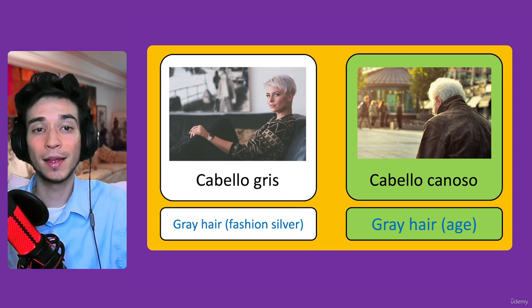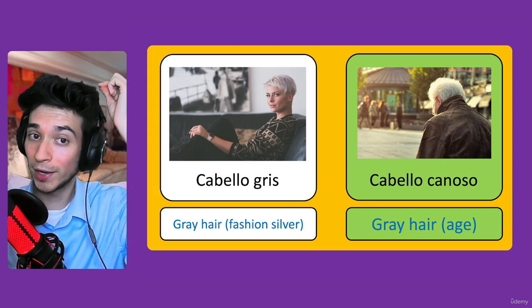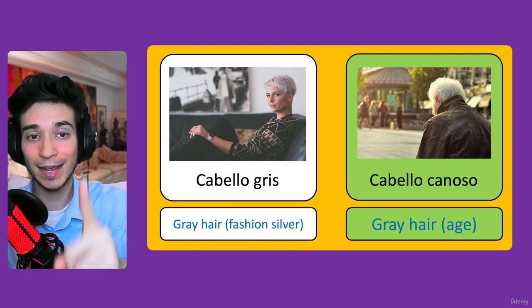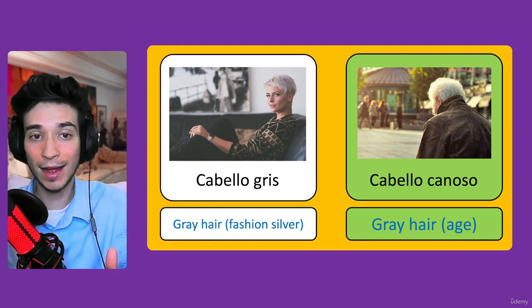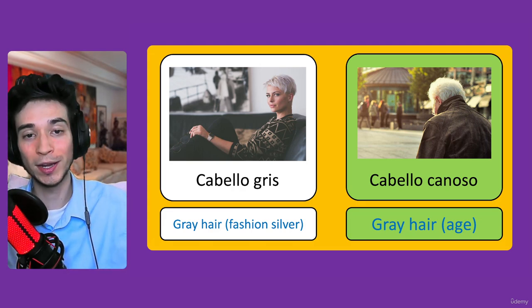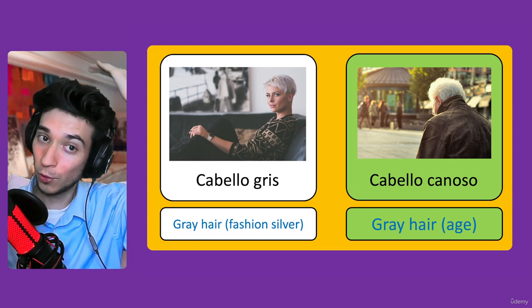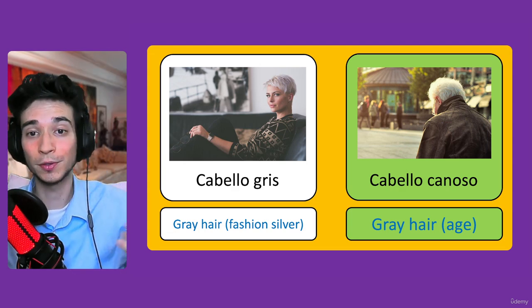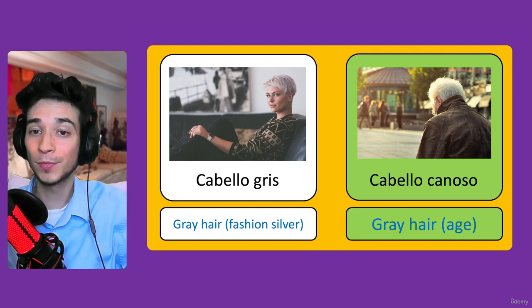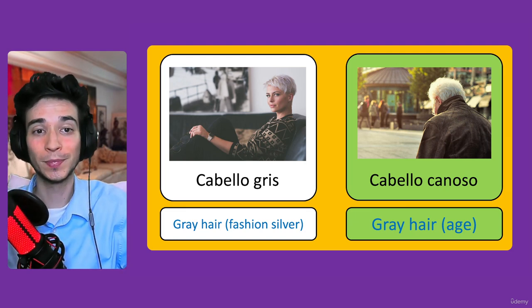Cabello canoso. So sometimes if you have like gray hairs, they would say, oh, tienes canas. Canas basically means you have some gray hairs. Tienes canas. And whenever you have all gray, you would say cabello canoso. Tu pelo es canoso. Your hair is gray due to age.